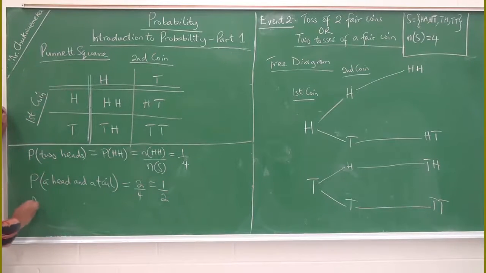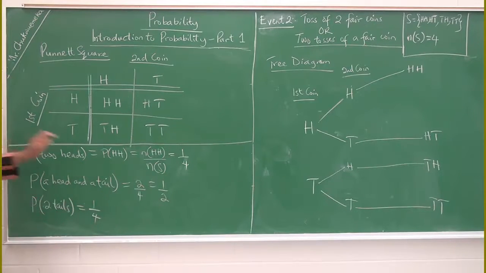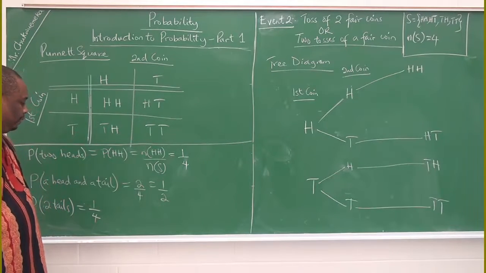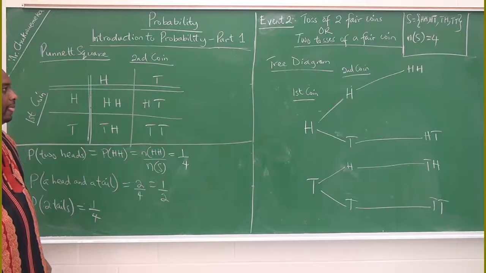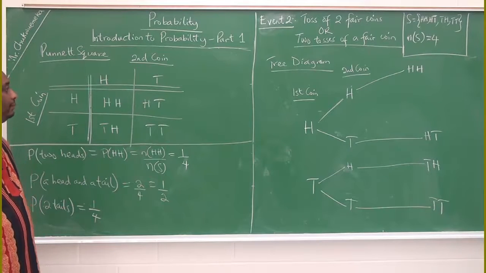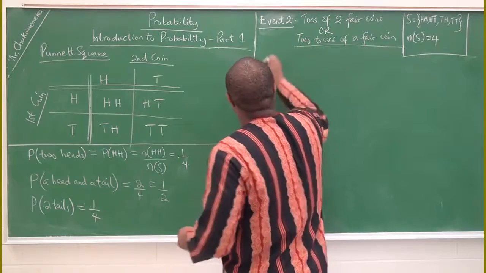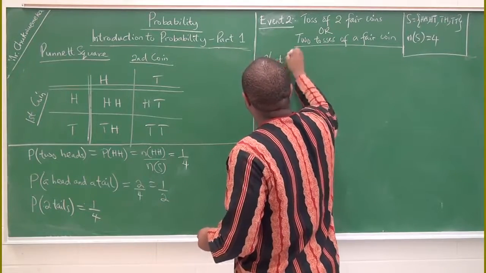And what's the probability of getting 2 tails? It will be what? 1 out of 4, because you only have 1 chance. Okay, 1 out of 4, which is 0.25 or 25%. Now, what if I ask you this? What's the probability of getting at least a head?